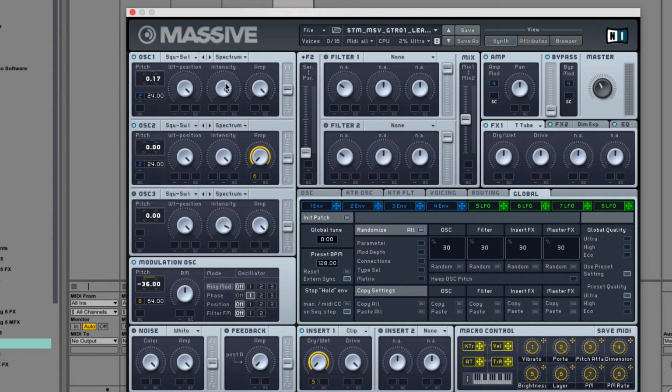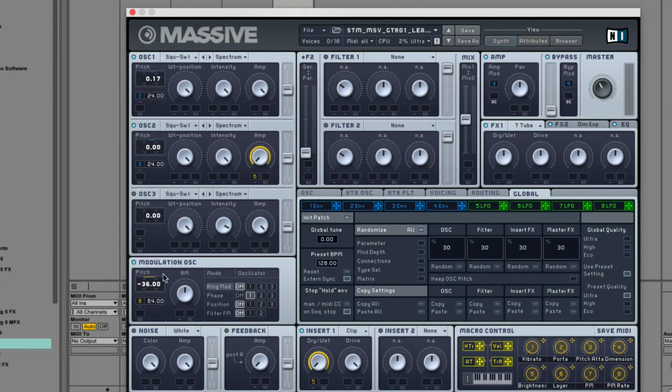Wavetable position intensity amp maxed on the first, and wavetable position intensity maxed on the second. Amp all the way to the left. Filter mix split in between the 2 filters, and we're not using any filters. The audio is coming out clean from the filters.